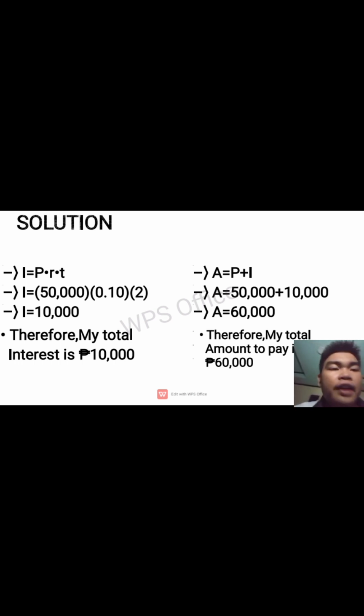Next is to find the total amount that you must pay, which is simply by adding the principal along with your interest amount, or your total interest, which we found earlier, which is 10,000 pesos. And so we simply transform the letters into the given. And so A, or the total amount, is equal to 50,000 plus 10,000. And therefore, our total amount to pay is 60,000 pesos.